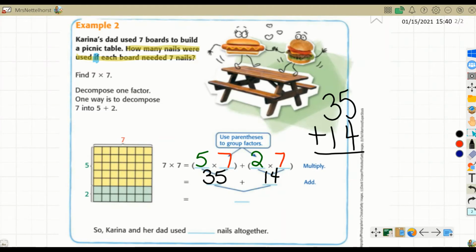So we always start in the ones place. 5 plus 4 is 9. 3 plus 1 is 4. So the answer is 49.